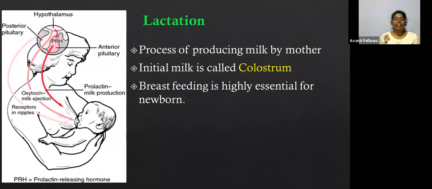Let me write the process. There are two stages in lactation. One is milk secretion. Milk secretion by which part?